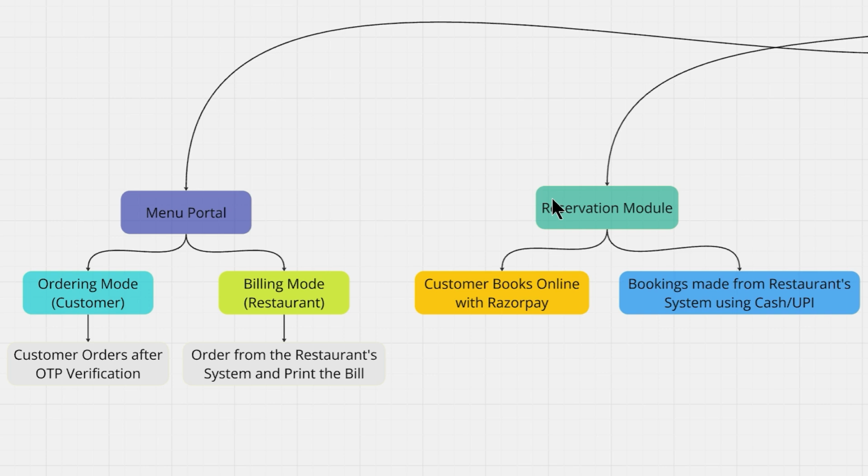Then we have the reservation module. Here the customers can book the restaurant's cabins or tables online via Razorpay, and there is also an option to make bookings from the restaurant system itself via cash or UPI.